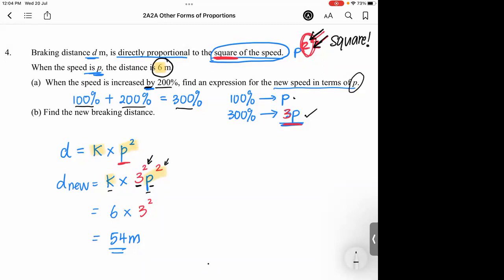So it's 6 times, not just 3 only, but 3 square. Okay, remember to square the thing. Then we can get our new answer.